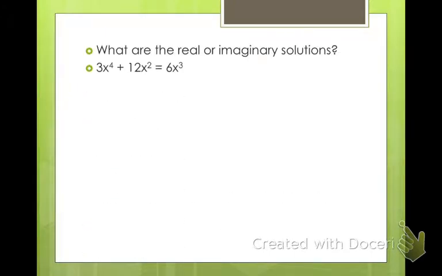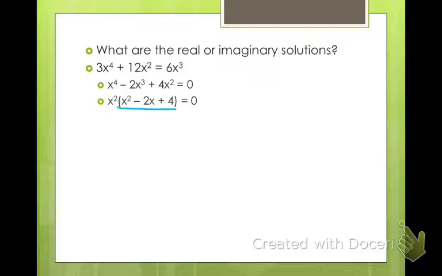Alright, this one, 3x to the 4th plus 12x squared equals 6x cubed. So again, the first thing we want to do is write it in standard form, so subtract 6x cubed from both sides. And also divide it by 3 because they all have factors of 3. So then we can take an x squared out of everything, and that leaves us with x squared minus 2x plus 4. Now, is x squared minus 2x plus 4 factorable?